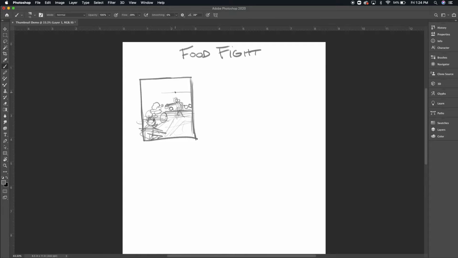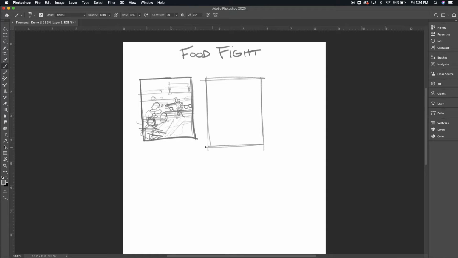And that could be one. Here's the background, maybe the menus up at the top, and the lunch ladies in the background there, something like that. That's an okay composition, but let's see if we can push it a little bit more creative.